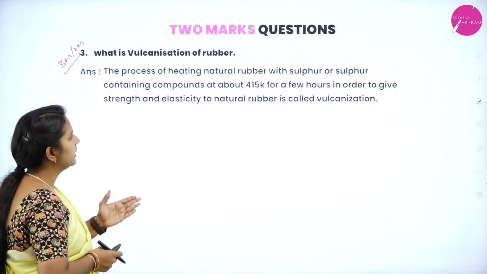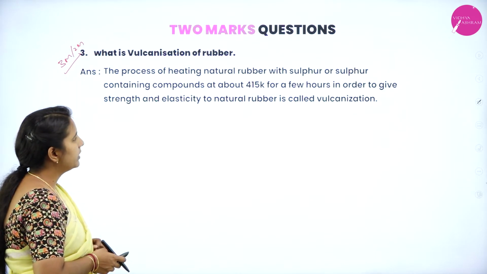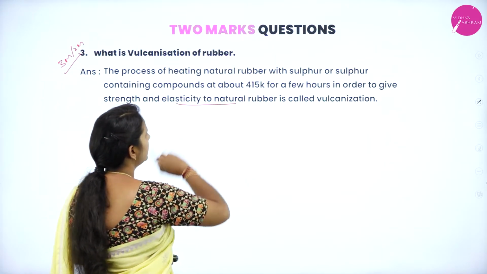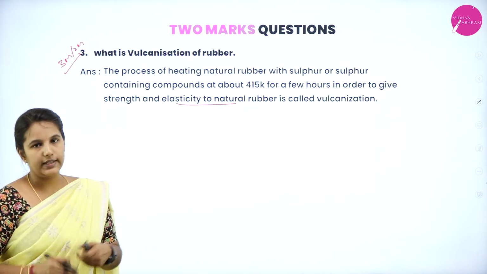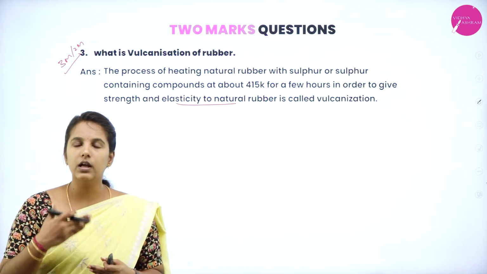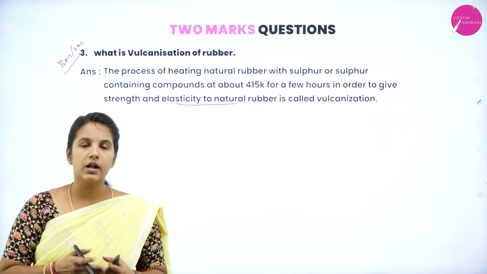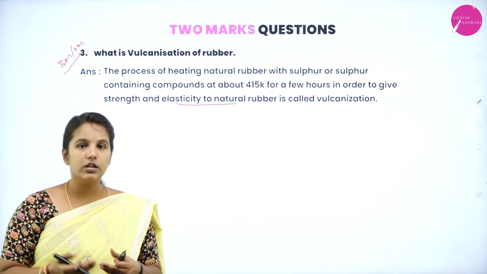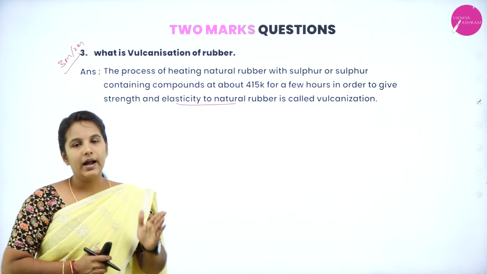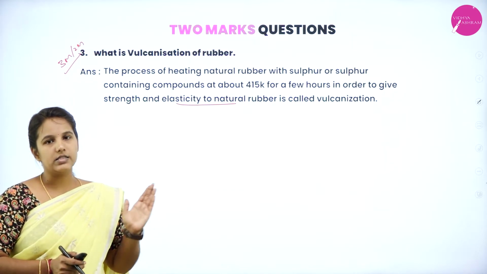The process of heating natural rubber with sulfur or a sulfur-containing compound at about 415 Kelvin for a few hours, in order to give strength and elasticity to the natural rubber, is said to be vulcanization. They take natural rubber from plant sources and heat it with sulfur-containing compounds at a very high temperature. Why do they go with this process? In order to improve the elasticity and also the strength of the rubber.